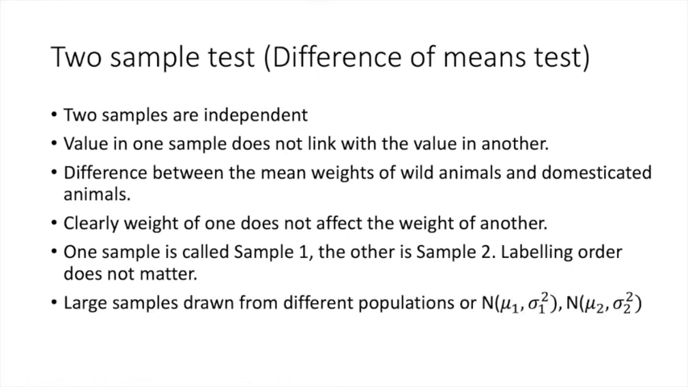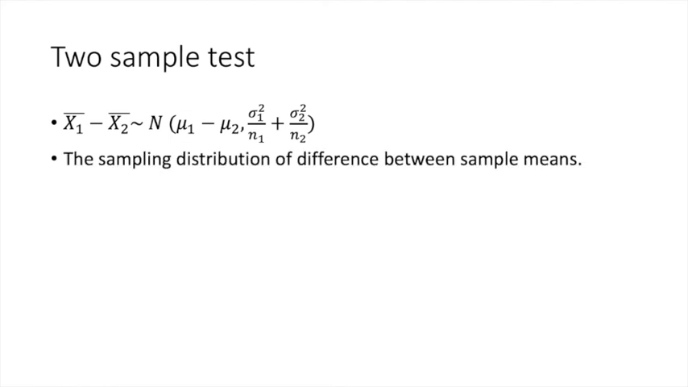As before, either the samples must be large or they must come from normally distributed populations. And the null hypothesis is again that there is no difference in the means of the two populations from which the samples are drawn. If such conditions hold, then the difference of sample means is normally distributed such that the mean value is the difference of two population means and the variance is as shown on the screen. The sampling distribution here is the difference between the sample means.